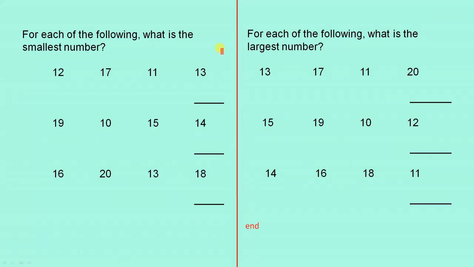For each of the following, what is the smallest number? So you look at those four numbers and write the smallest one there. Look at those four, write the smallest one there. And you look at those four and you write the smallest one there. For each of the following, what is the largest number? And you write the answers in each of those spaces.